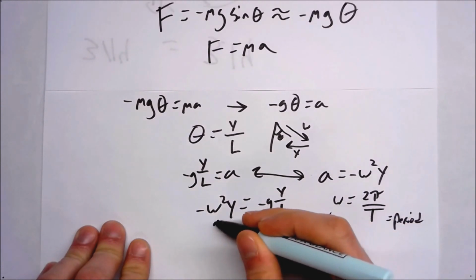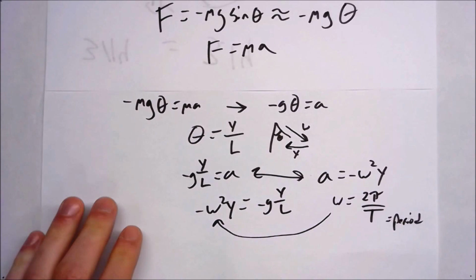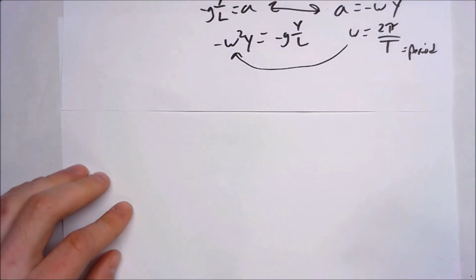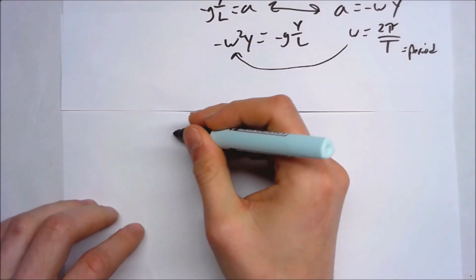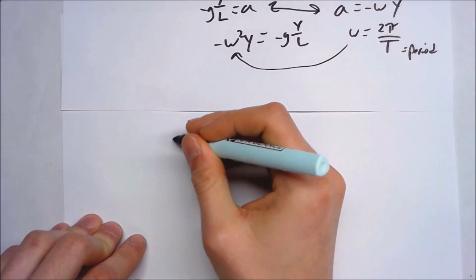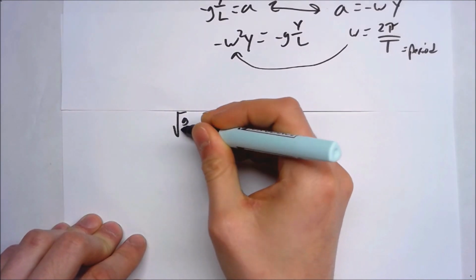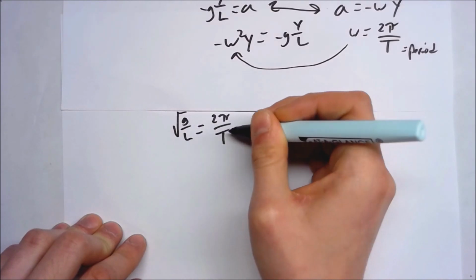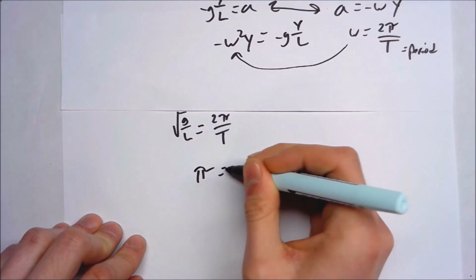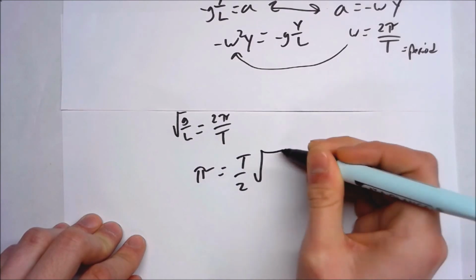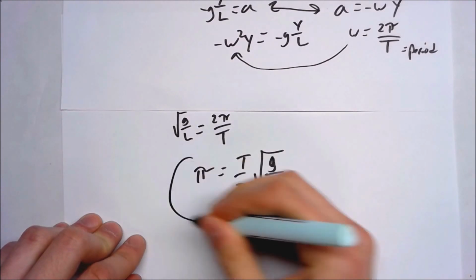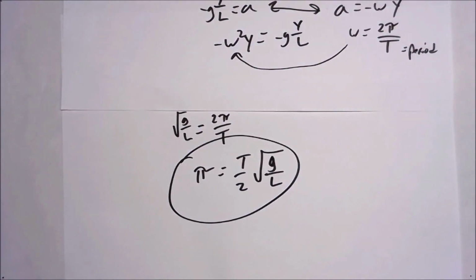Now we can do a little bit of substitution. Substituting in omega and rearranging a little bit, we get square root of g over L is equal to 2 pi over T. So pi here is equal to T over 2 times the square root of g over L. Now, that is what we're going to be using to calculate our pi.